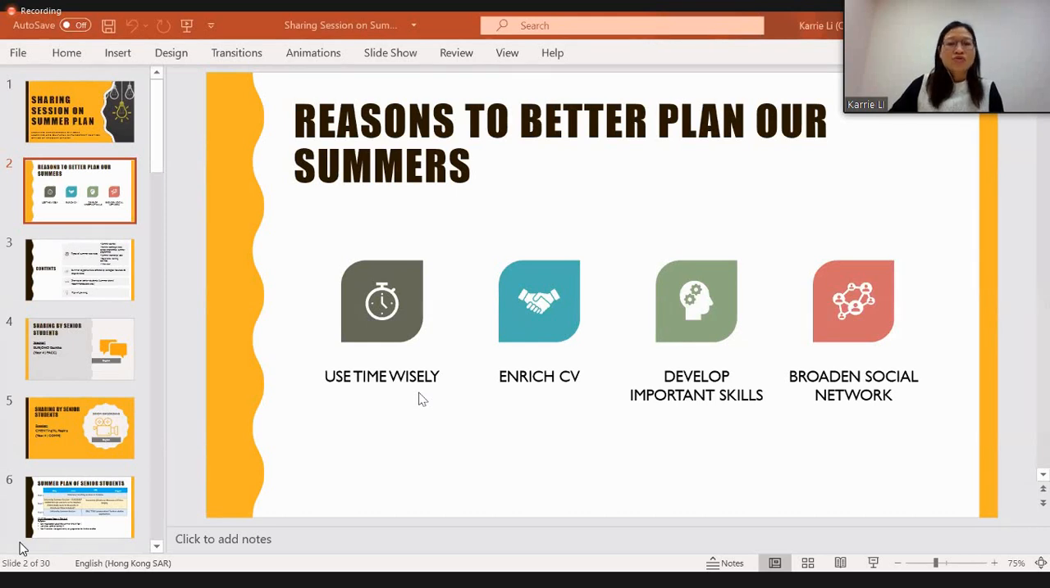of September. So in 1 year, you can have 3 to 4 months of summertime. And for most of you, you will have 3 summers. So adding together, it could be as long as a year. So if you can better use this time, you can really achieve a lot.